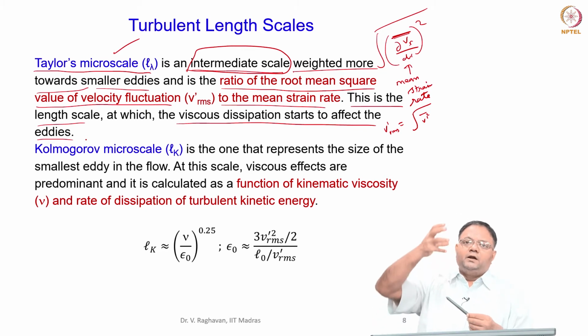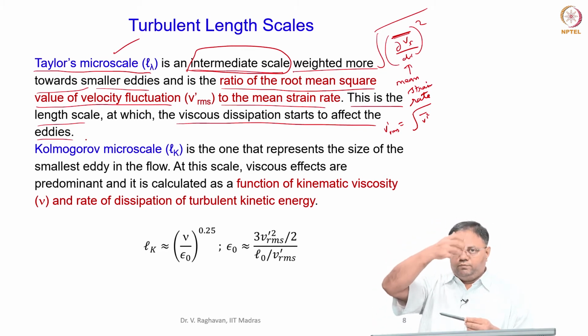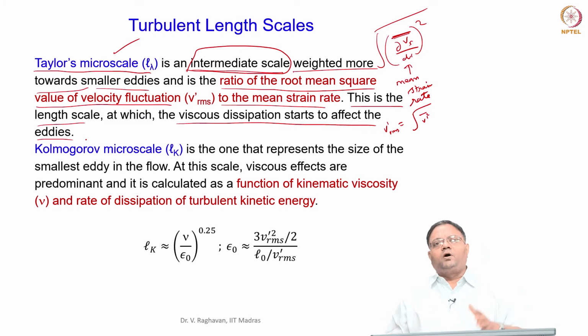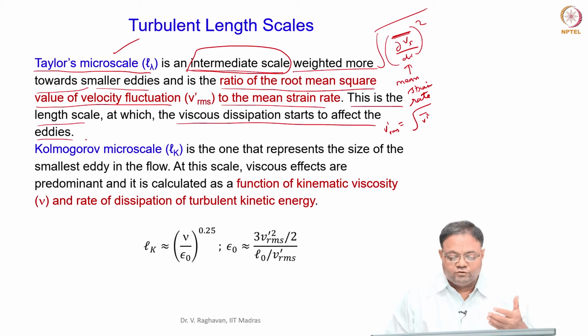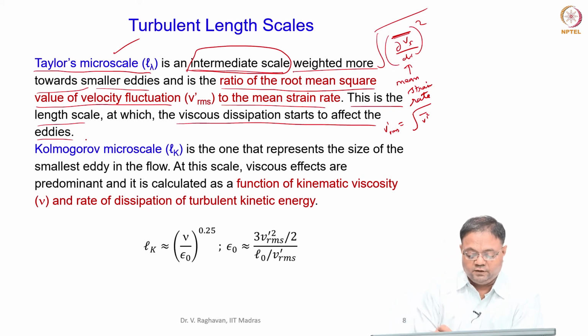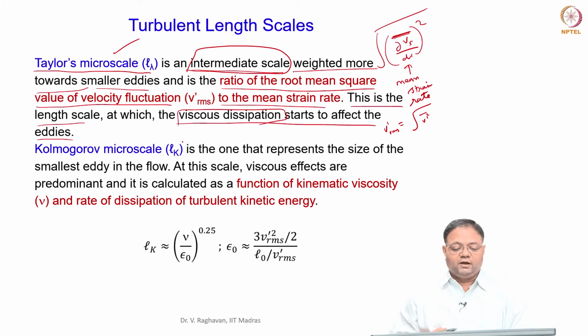Normally, bigger eddies will take the energy from the free flow, the main flow, and it will shed the eddies to the smaller and smaller eddies. The smallest eddy will dissipate it. The smaller eddies also will start to dissipate it. So that is the thing. So viscous dissipation starts to affect the eddies at this scale.